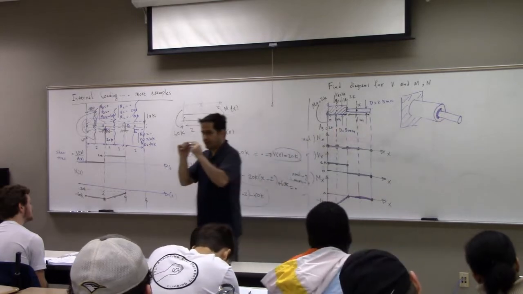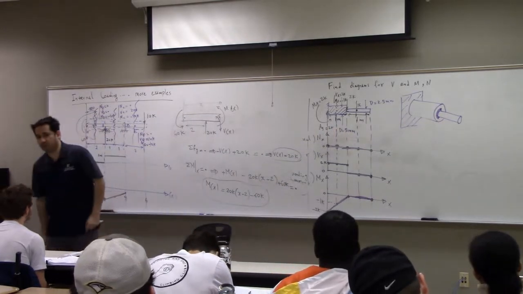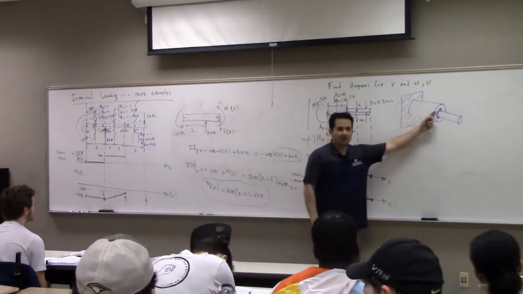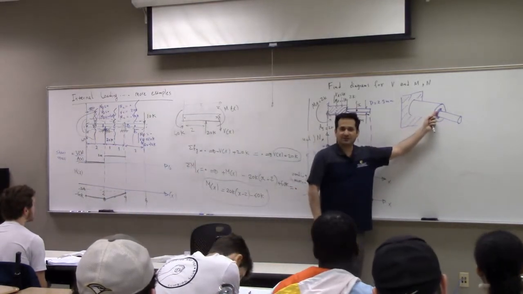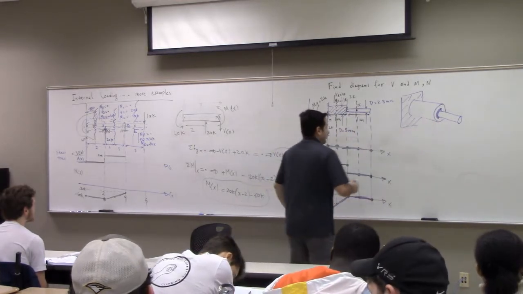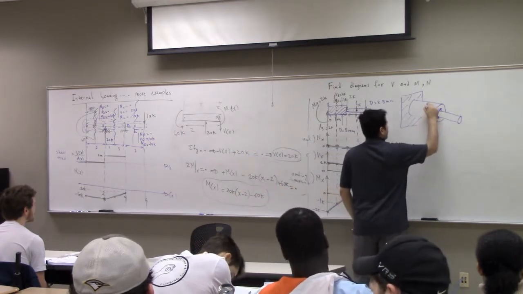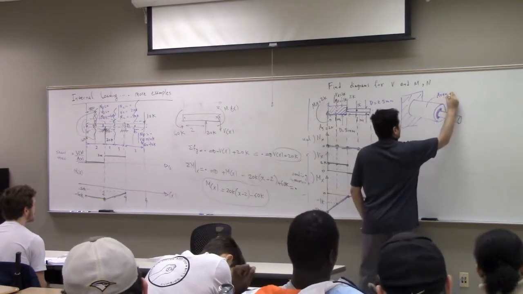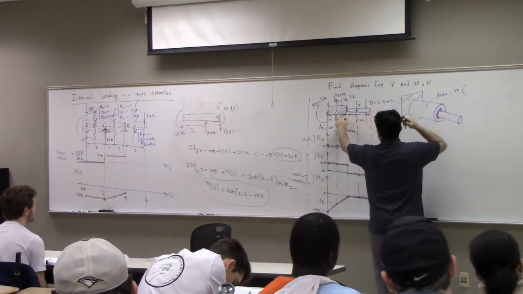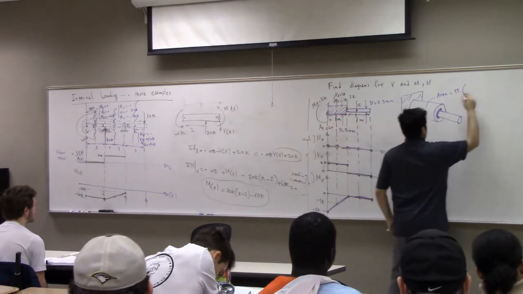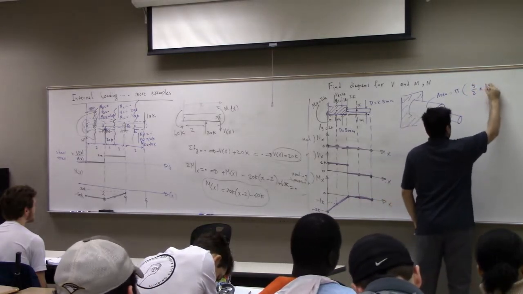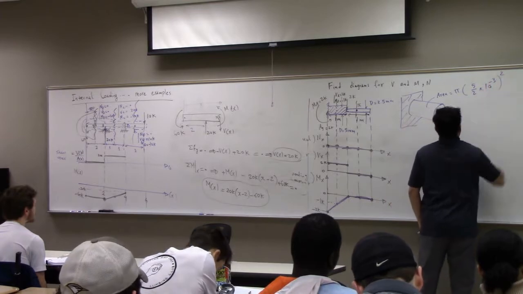But we ignore that point of cross-section change because that point is so complicated. You cannot analyze that point with the method we study in this course. You have to go to a next level course called finite element method. So here, the area is equal to pi times the radius. Here the diameter was 5, so the radius is 2.5 times 10 to negative 3, squared.